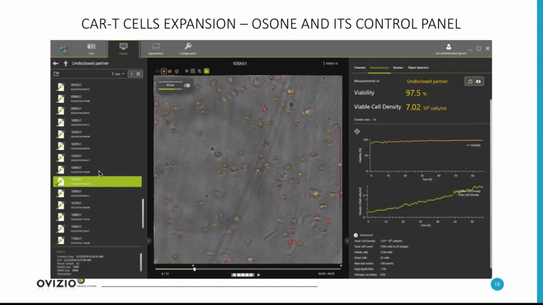And then on the right side, you see the measurements, as you would expect. So viability, viable cell density, and then the graphs which are automatically generated on viability and viable and total cell density. So this can be followed and monitored over the whole run, over the whole process. Whether your process takes only 1 day or 2 weeks, that doesn't matter. The software will run continuously, gather data continuously, and process data continuously.